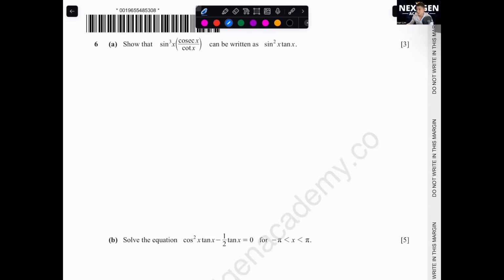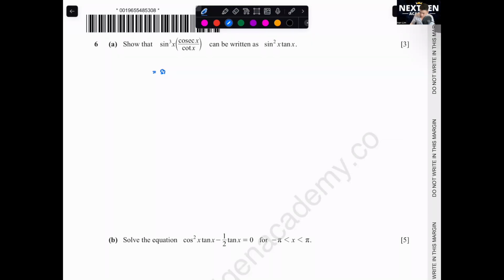This proving is very lenient. Yeah, I never see so easy one also. 3-mark question. Okay, show that sine cube x cosecant x over cotangent x can be written as sine square x tangent x. Hey, very easy this question. Normally proving one is very long and hard, right?